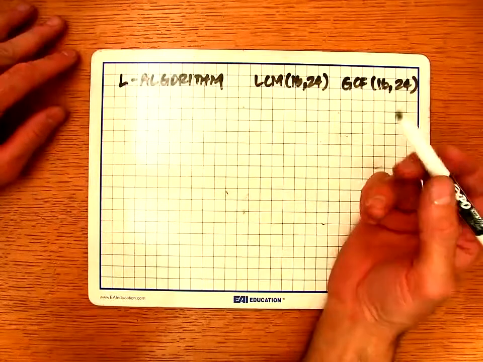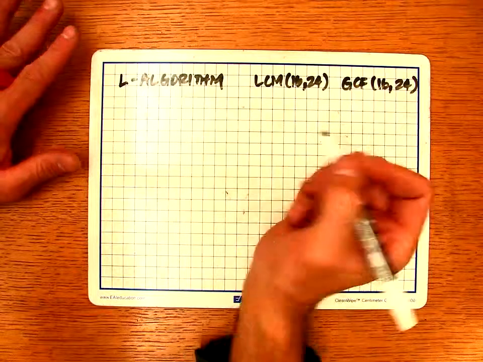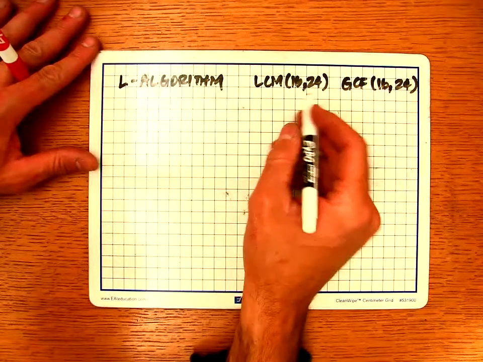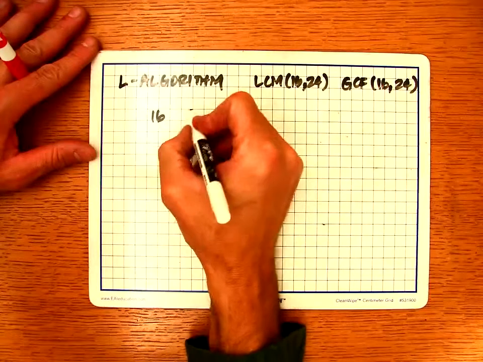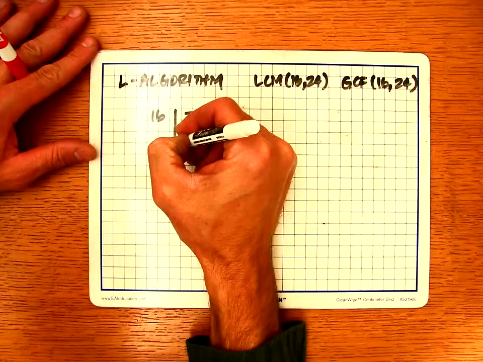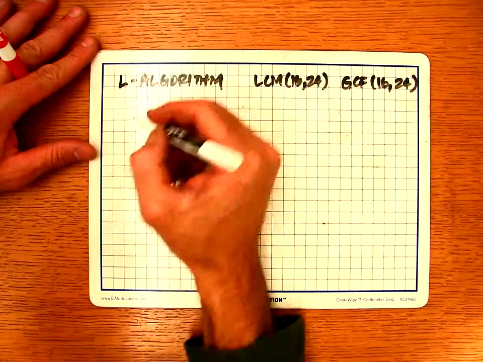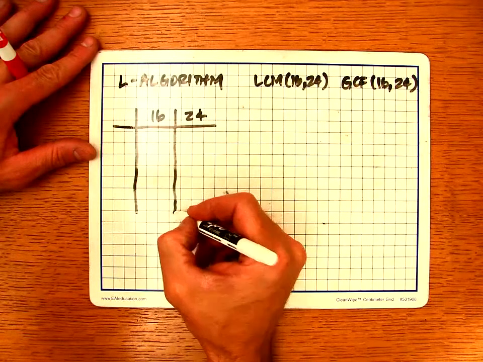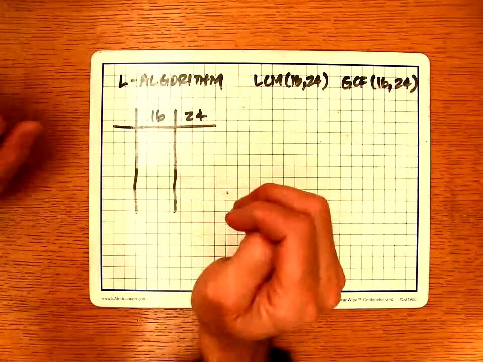We'll first talk about how to do it, and then turn it around and talk about, well, why does it work? So we'll go ahead and show you how to conduct the L algorithm. The L algorithm starts with the two numbers in question that you're trying to find the LCM or the GCF of. So I'll put 16 and 24 up. And then usually what happens is there's a line that's drawn down the middle between the two. And a table forms, a line across the top and then a line down the side. And then what happens in the L algorithm is we simply successively divide out common factors.